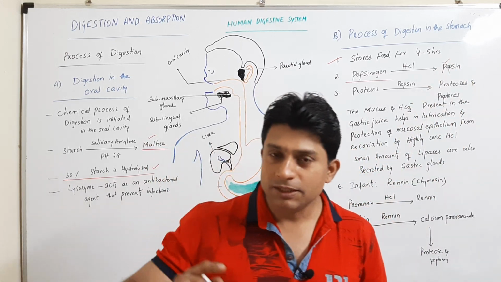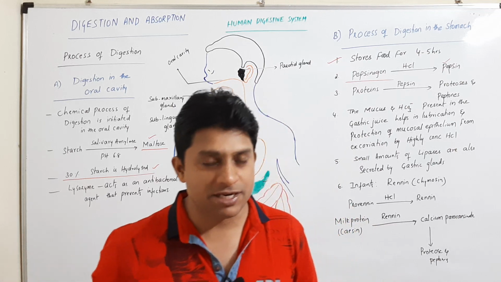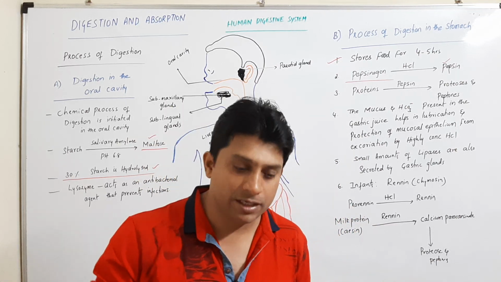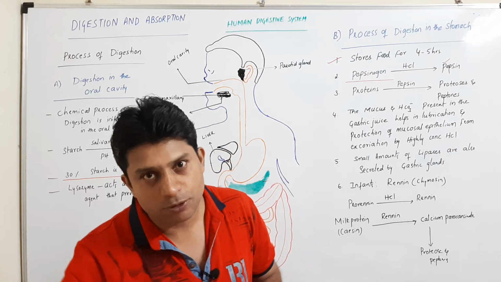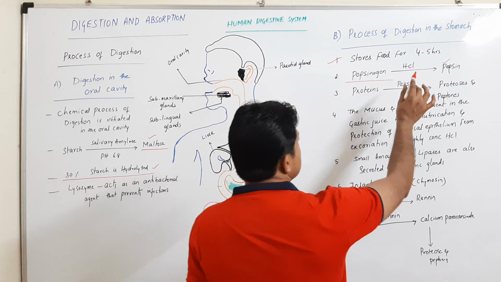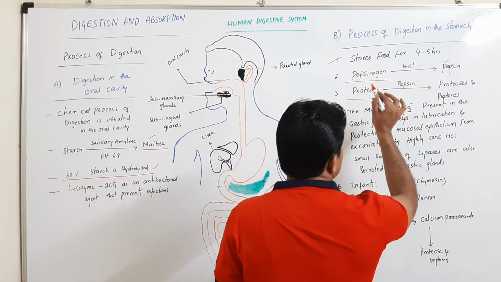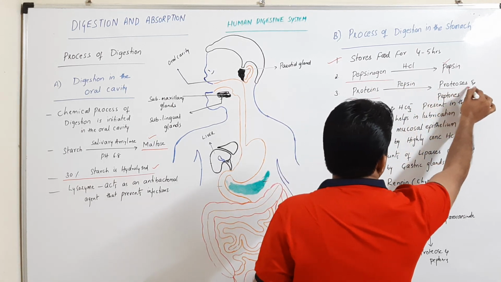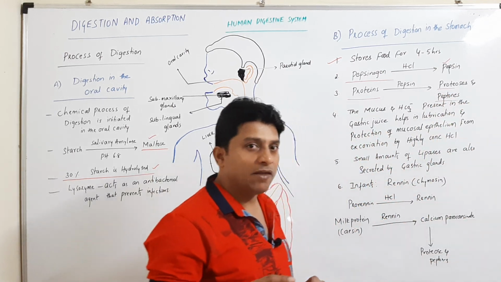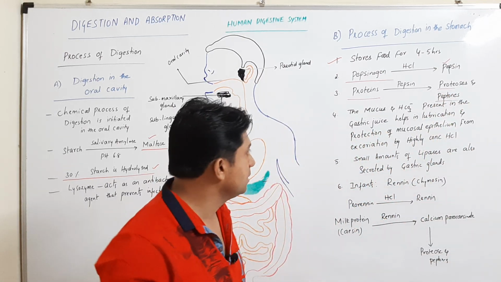This inactivated pepsinogen, with the action of HCl, is activated to active pepsin. Once a few pepsin molecules get activated, pepsin can also act as an autocatalyst and convert other pepsinogen molecules into active pepsin. Then this pepsin acts on proteins and converts them into proteases and peptones. So peptones are nothing but what we call peptides, right?